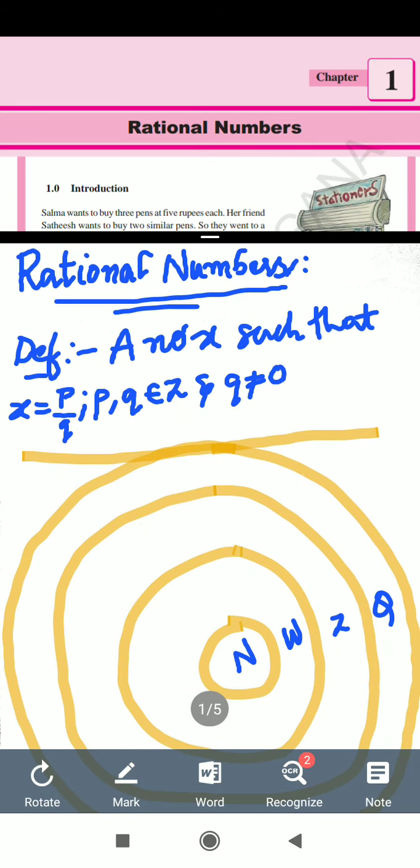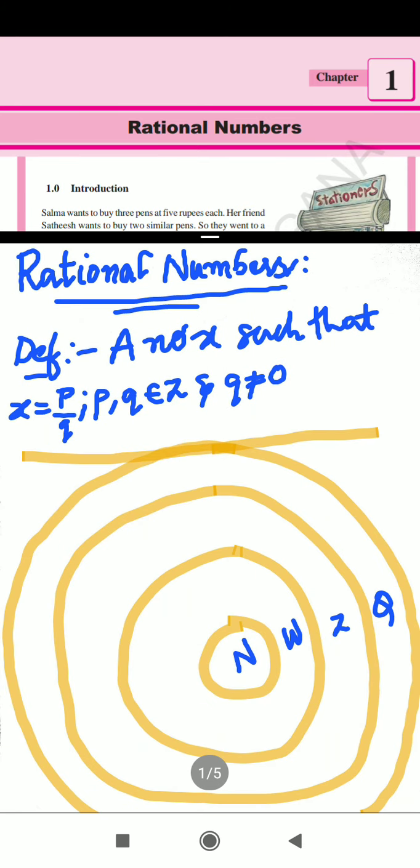That is nothing but a number which can be expressed in the form of p by q, where p, q are integers and q should not be equal to 0. Why is q not equal to 0? An inquiry question. A rational number is defined in the form of p by q, with p, q integers, so we raise the question: why is q not equal to 0?